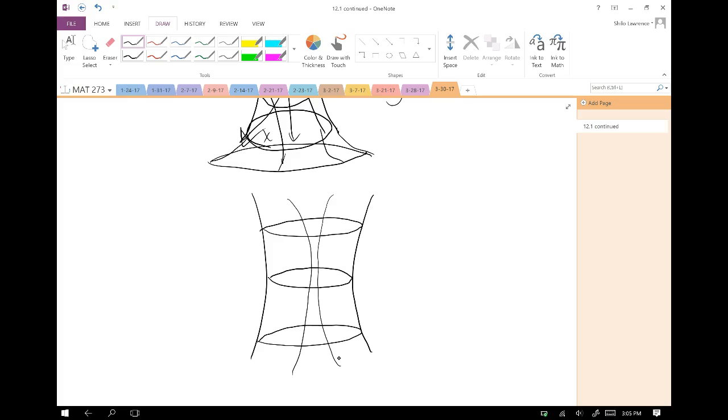All right. This is a hyperboloid of one sheet because when we put this all together, it made one solid object. The next one is called a hyperboloid of two sheets.